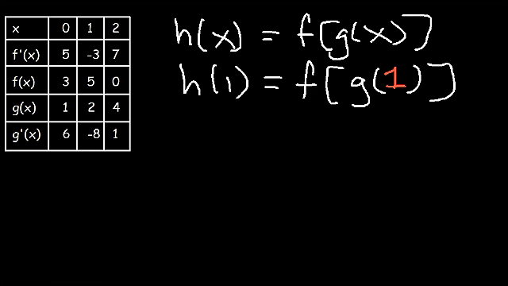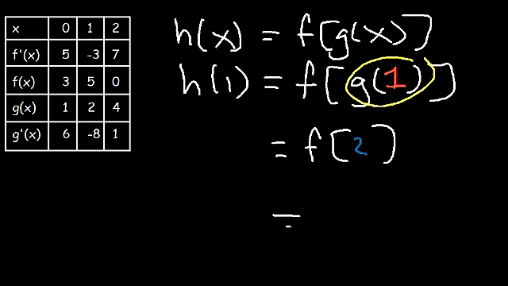So the first thing we need to do is work on the inside. We need to know what is g of 1. Now based on the table, g of 1 is equivalent to 2. So let's replace g of 1 with 2. So now we got to find out what f of 2 is equal to. So when x is 2, what is f? Notice that it's equal to 0. So h of 1 is equivalent to 0.